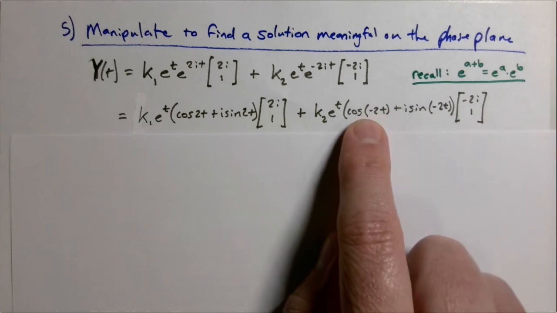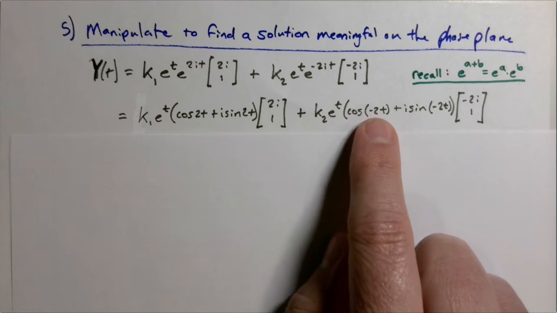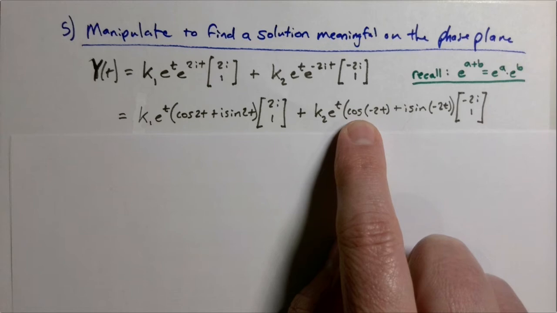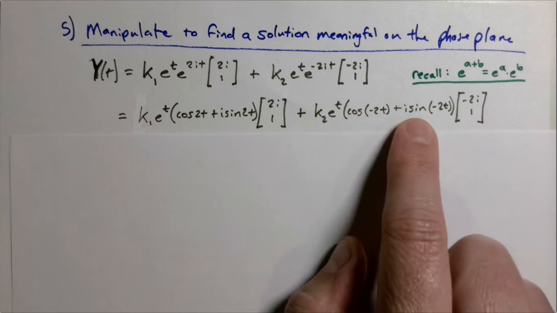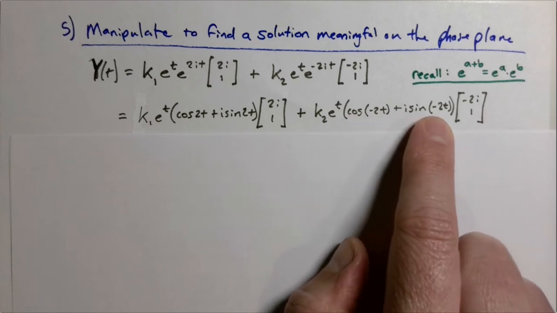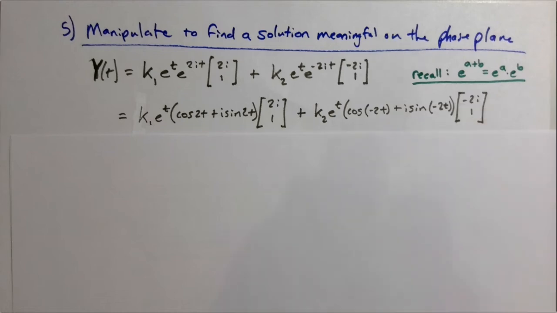But if you remember your trig, cosine of a negative angle is the same thing as cosine of a positive angle. So this really is the same thing as cosine of 2t. The other one, sine of negative 2t, is the same thing as negative sine of 2t. So it's just a little trig identity there that we're going to make use of.